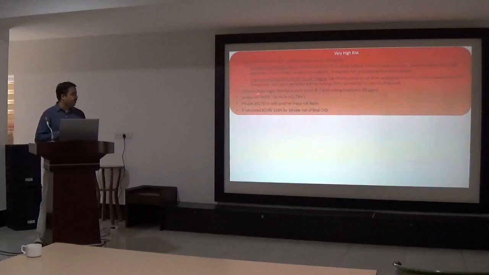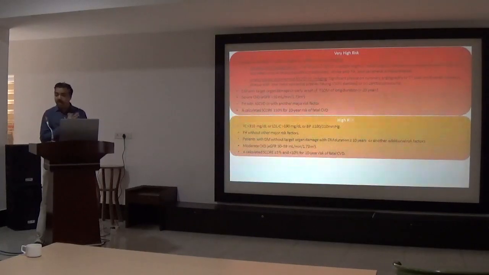Diabetes mellitus with target organ damage makes them high risk. Diabetes duration more than 20 years makes them high risk. Severe CKD, familial hypercholesterolemia, or a calculated score of more than 10% for 10 year risk of CVD makes them very high risk. Depending on this group, there are different cutoff levels for LDL which we should achieve. For the very high risk group, it is 55 in ESC guidelines.